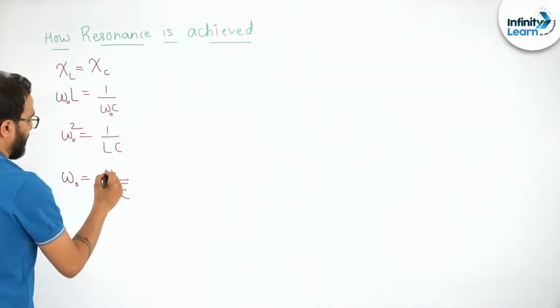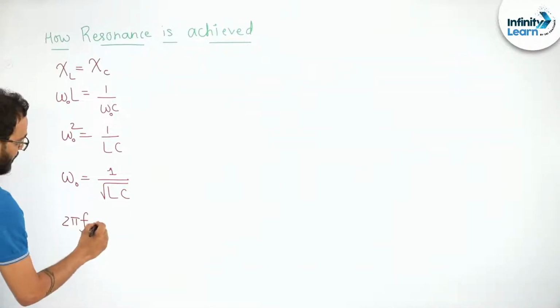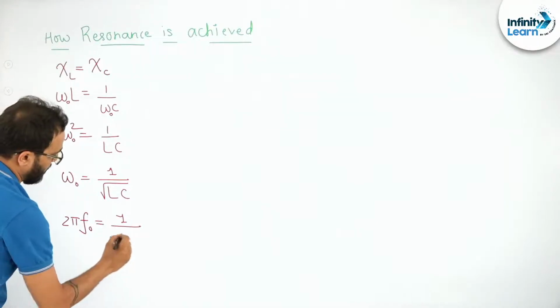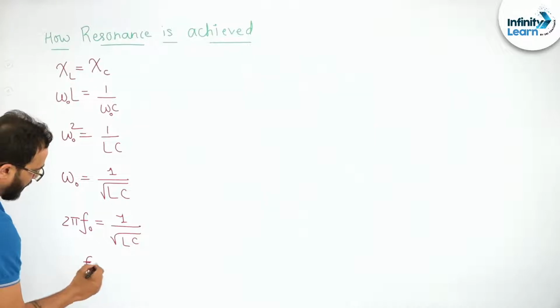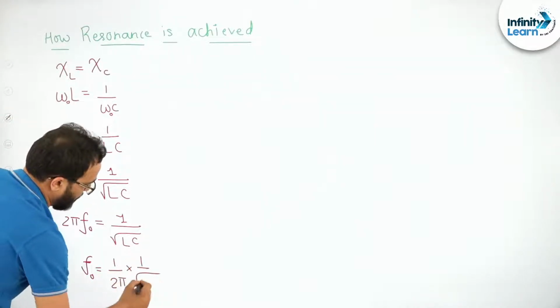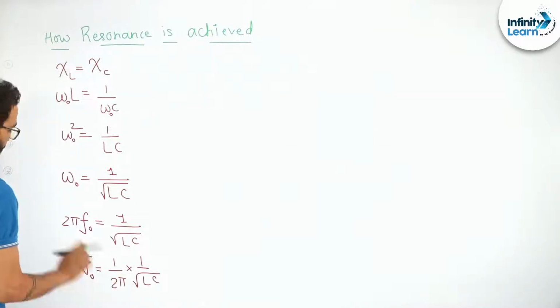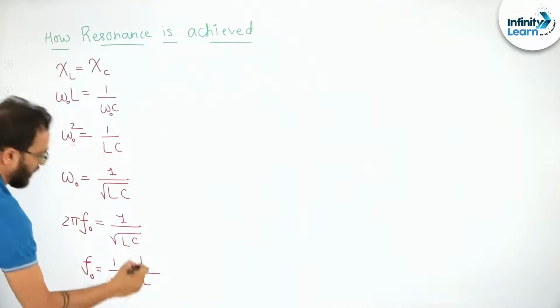Now this is something very important, right? Now omega naught is 2 pi f naught, which will be equal to 1 by root over LC. So f naught will become equal to 1 upon 2 pi into 1 upon root over LC. Got it? So it's a very easy and simple thing to understand.